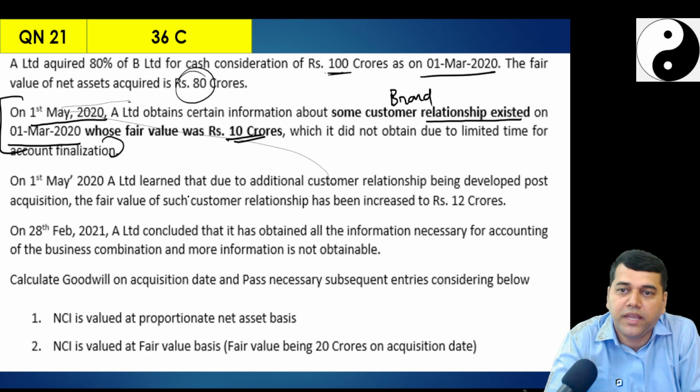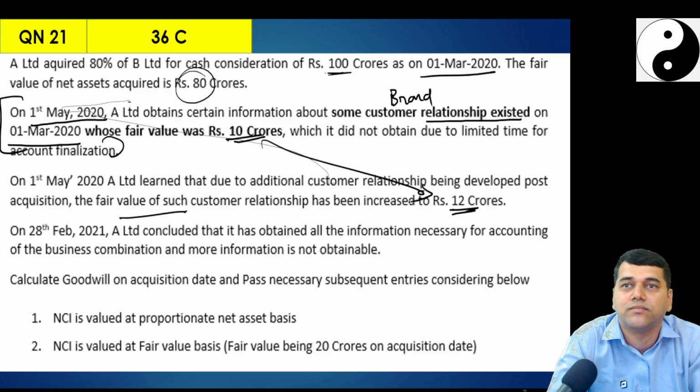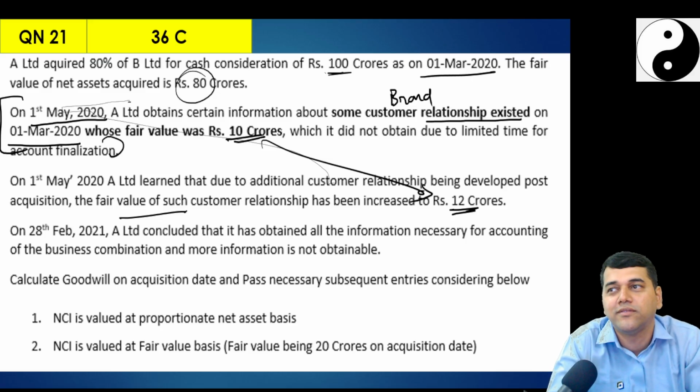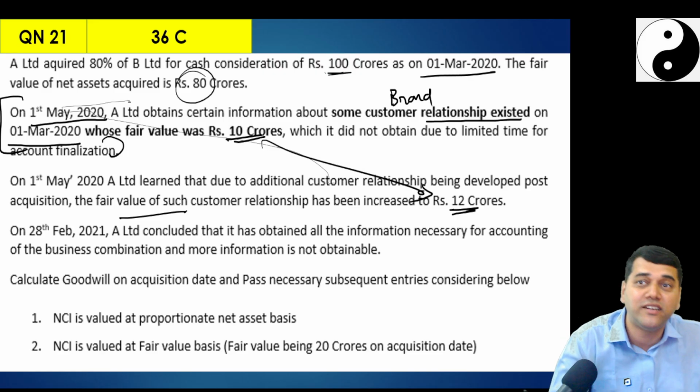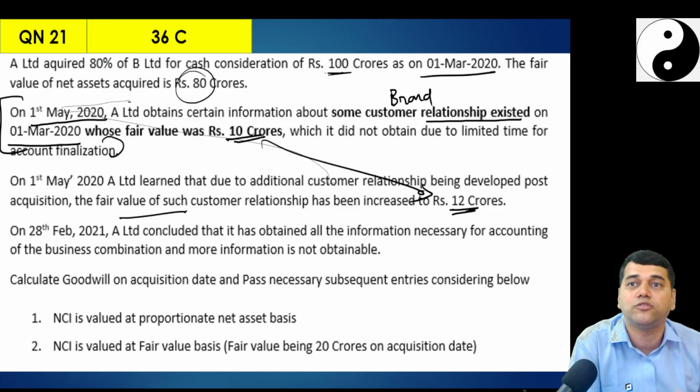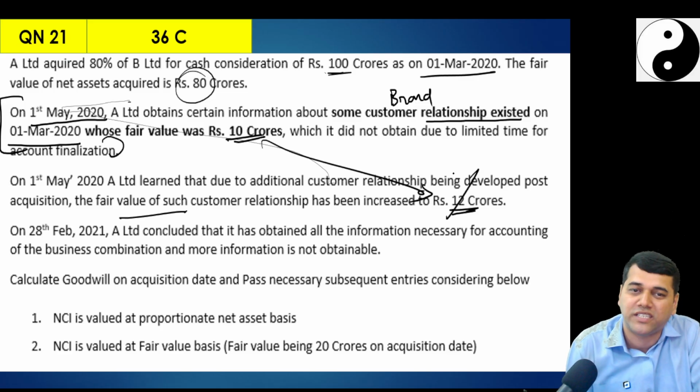On 1st of May, A learned that due to additional customer relationship being developed, the fair value of such relationship has increased from 10 to 12 crores. Will you pass that additional 2? What entry will you pass for that additional 2? Post acquisition. Then that means Ind AS 38 is going to be applicable, and internally generated brand is not to be recognized. So you ignore it.